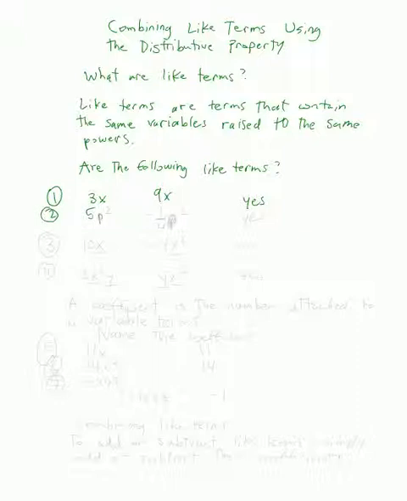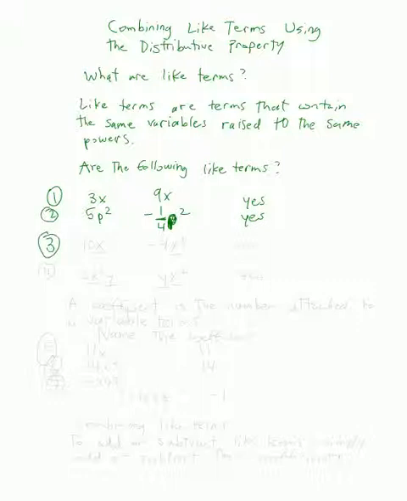Let's try the following. 5p squared and negative 1/4 p squared. Now in this case, they are still like terms because they both contain a p squared. And I'm sorry if this p squared looks like it is on the bottom. It is in fact part of the numerator here. Okay? So yes, these are like terms.